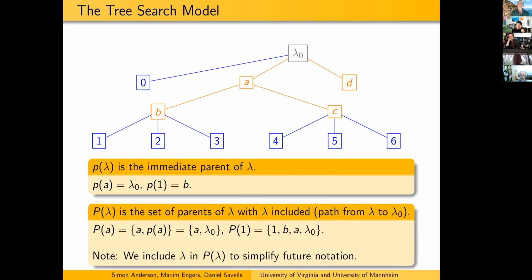You can then think about parents. So p of lambda is the immediate parent of lambda. That is the node just one up. Capital P of lambda is the pathway back from lambda to the root. And to simplify our notation, we include lambda in that set. So it's the shortest path from lambda back to the root, including lambda. And this is just some notation to start us off.